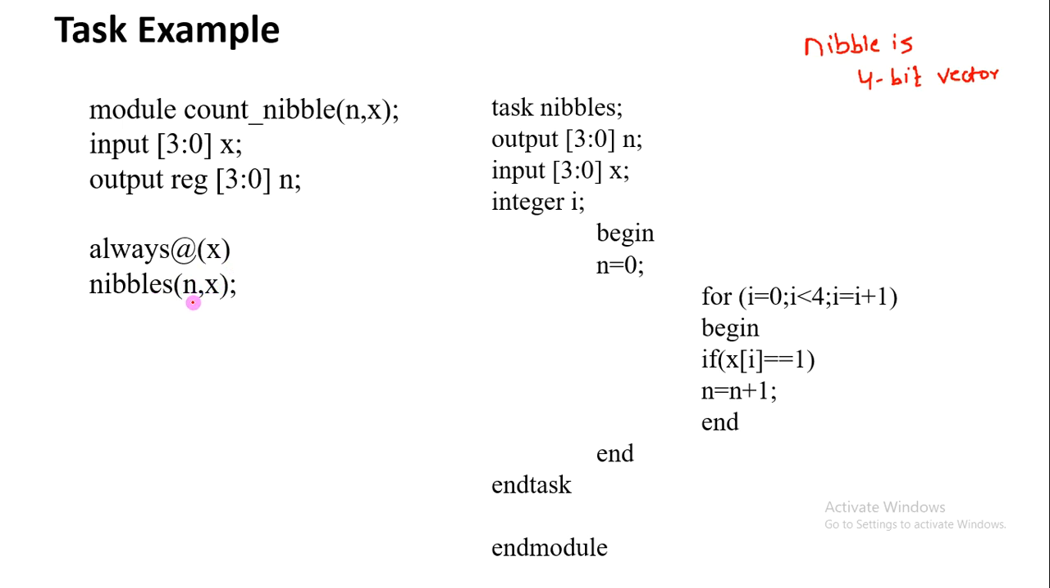So this is a task I'm writing. This is output, this is input. Task nibbles, output is N, input is X. Integer I, I'm defining I in order to just have an index. Begin, I'm initializing N equal to 0.